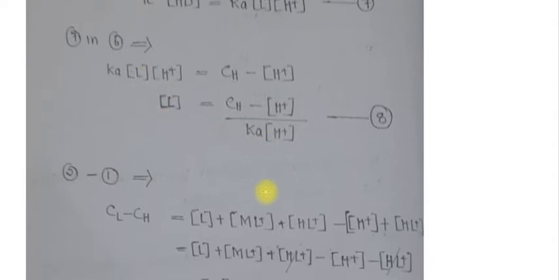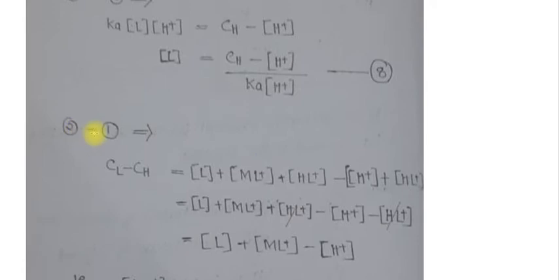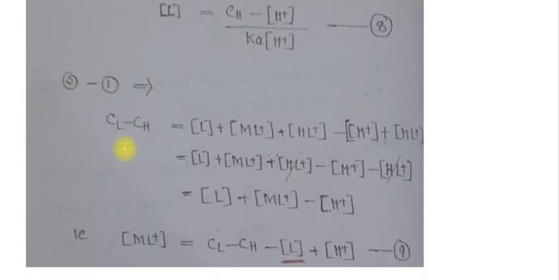Next we are considering equation 4 minus 3. Equations 4 and 3 are already given above. 4 minus 3 gives Cl minus Ch. And we also know the equations for Cl and Ch. That means Cl minus Ch is the concentration of L plus the concentration of ML plus plus the concentration of HL plus, minus the concentration of H plus plus the concentration of HL plus.